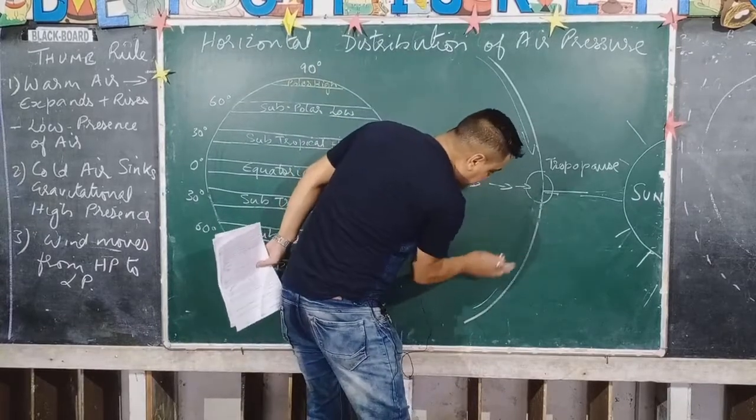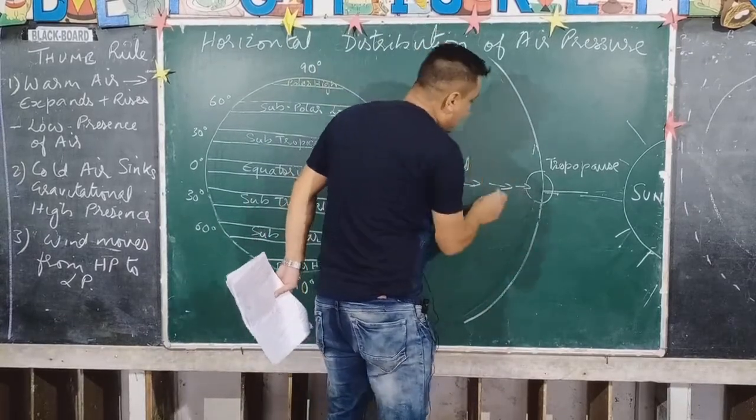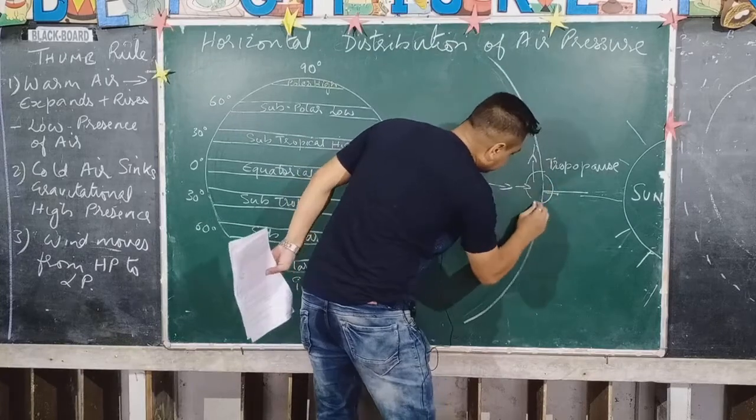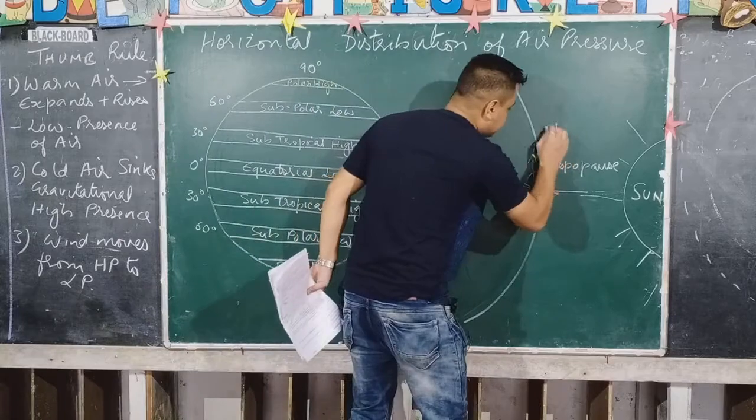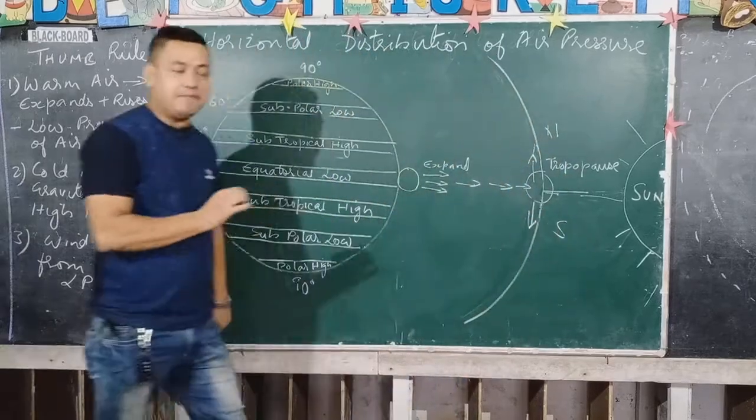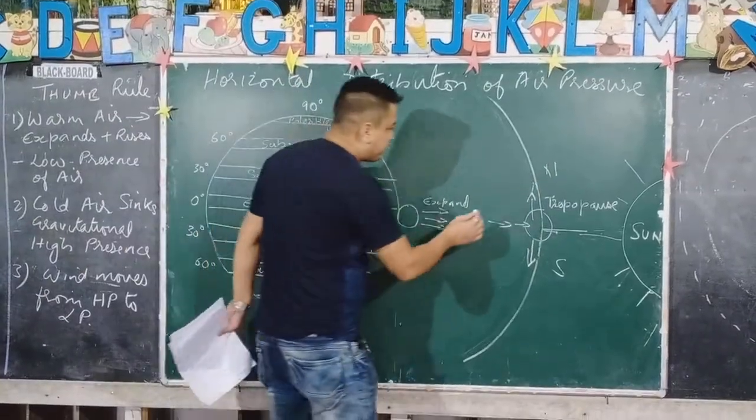When the air becomes cold, it bifurcates into two different directions, north and south. This is the north side, this is the south side of the hemisphere. So when it bifurcates, what happens?